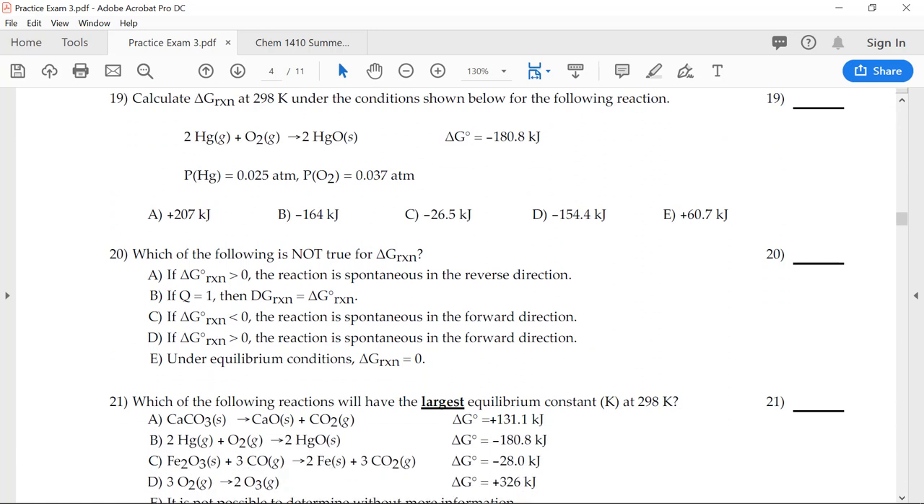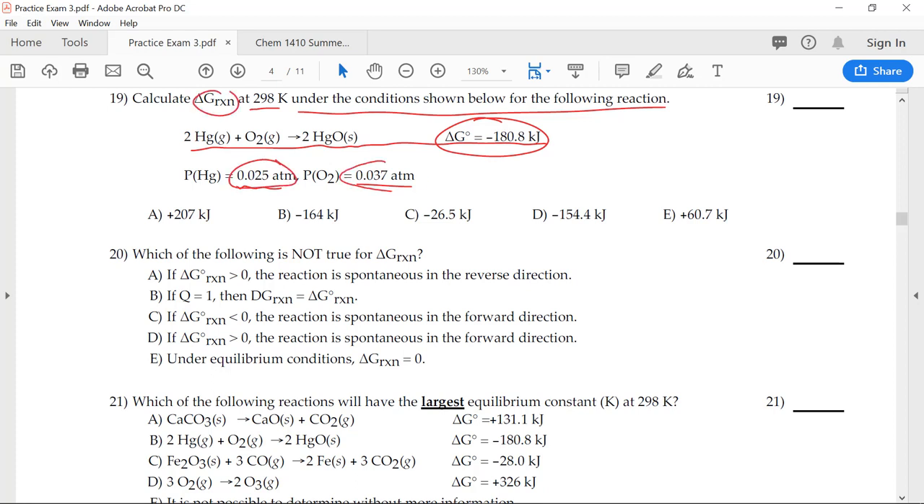Question number 19, calculate the delta G for the reaction given under 298 K under the conditions shown below. When you look at it, you're given a chemical reaction and a delta G naught, delta G under standard condition. But for standard condition, every partial pressure should be 1 atm. So apparently, in this case, delta G is not under standard condition. So what are we testing over here? We're testing how to calculate delta G under non-standard condition.